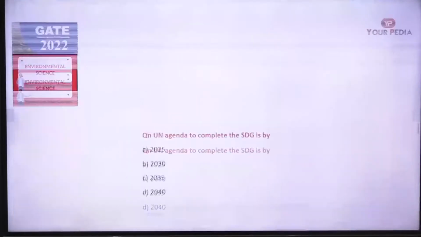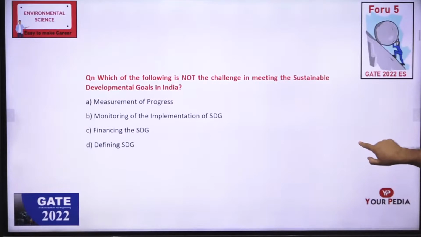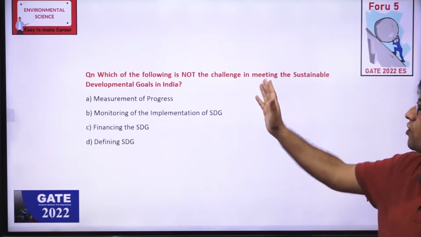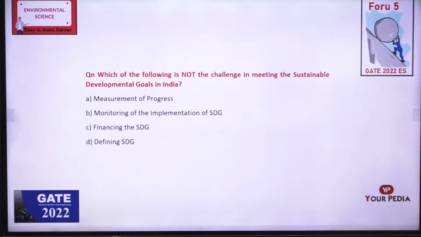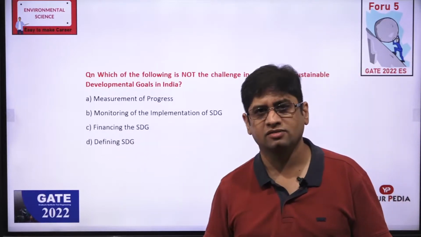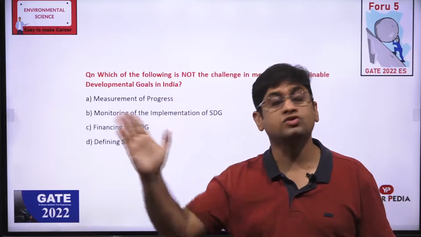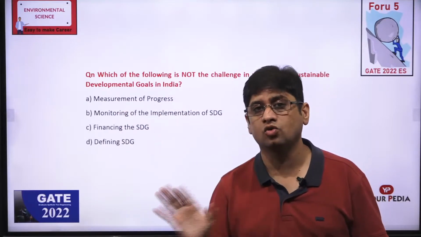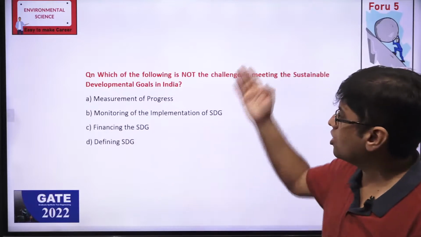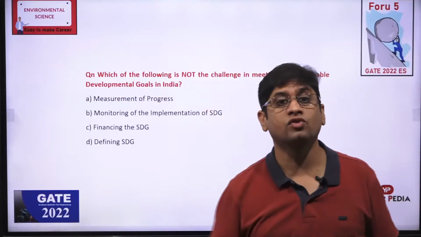Now let's come back and answer each question which I gave you in the beginning. You are watching the selection module of environment. Let's answer one by one. Which of the following is not a challenge in meeting the sustainable development goal in India? Defining sustainable development goals is not a challenge. They are already defined by the United Nations in 2015, and there are 17 such goals. So that is not a problem. But the problem is how to measure, how to monitor, how to finance, and how to see the progress of that. These are the 4 challenges.